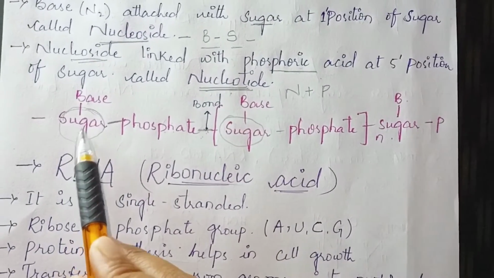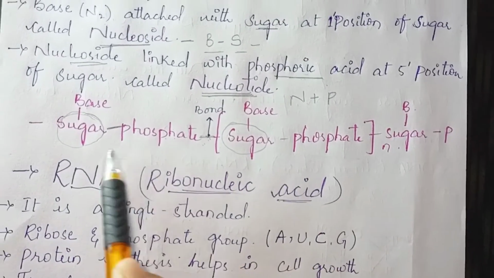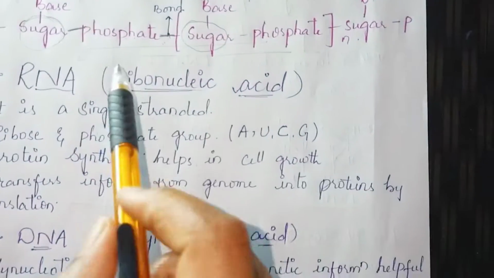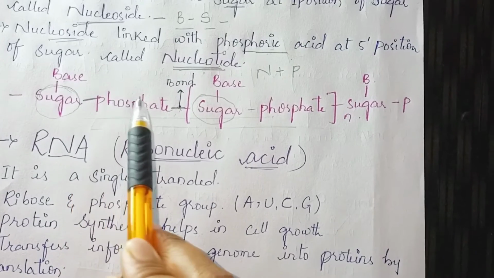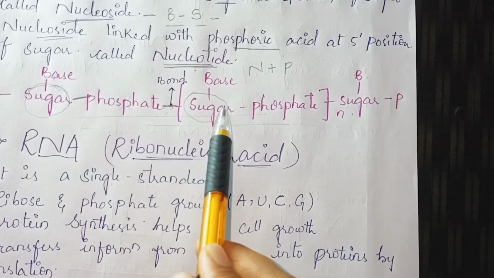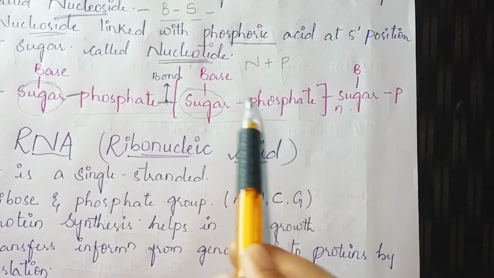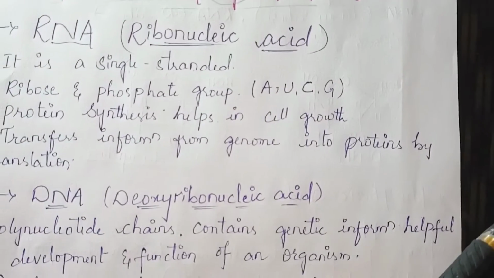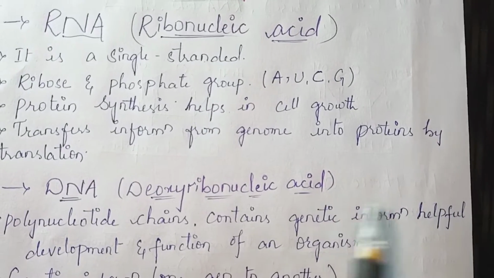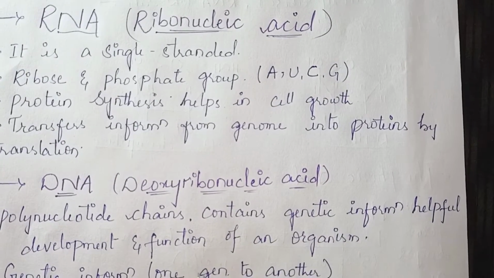By this we can say this is the simple structure of nucleosides and nucleotides. This is the complete structure: sugar, phosphate, sugar, and this is the base. The complete simple structure of our nucleic acid. So we have 2 types of nucleic acids: RNA, that is ribonucleic acid, and DNA, deoxyribonucleic acid.